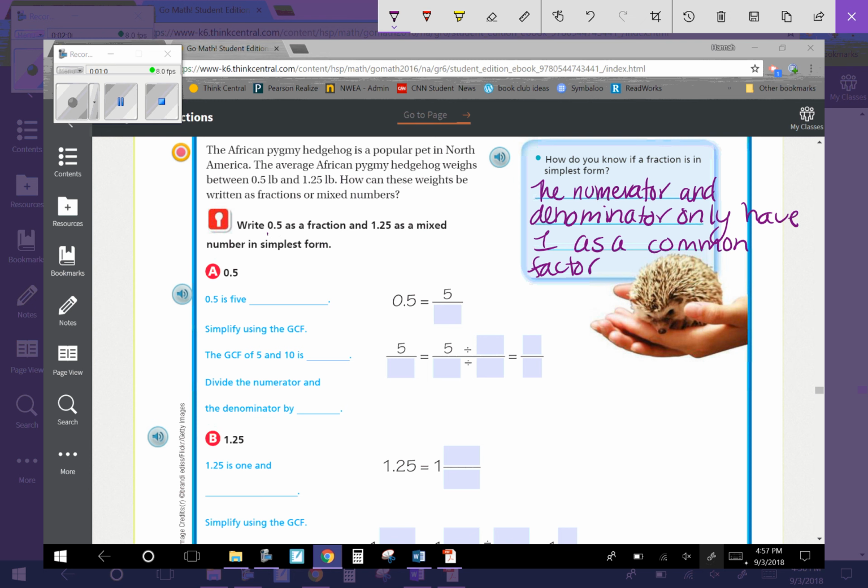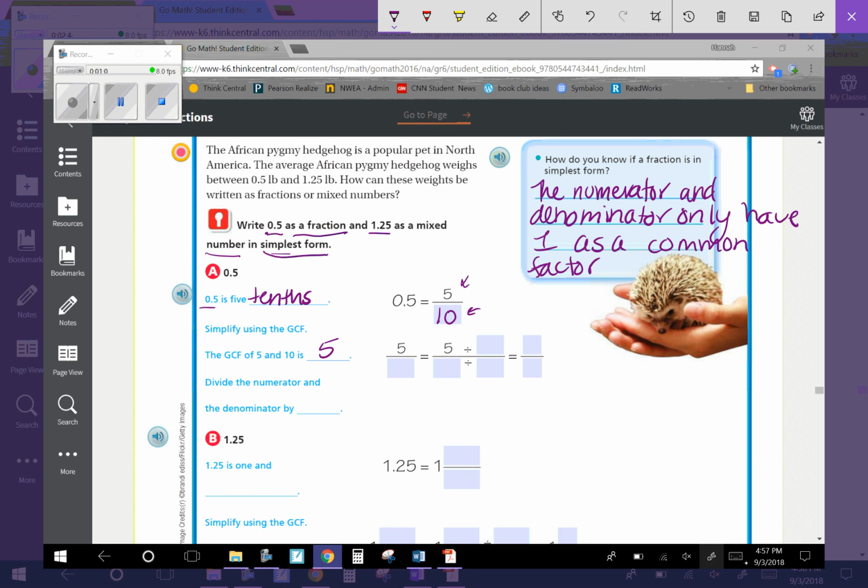Okay, so we are to write 0.5 and 1.25 as a fraction and as a mixed number in simplest form. So this number here, 0.5, is 5/10, which they have right here. We're going to write that as 5/10. Simplify using the greatest common factor. The greatest common factor of 5 and 10 is 5. Use that GCF to write out the factors if you need, and then you'd come to the answer that 5 is the greatest common one.